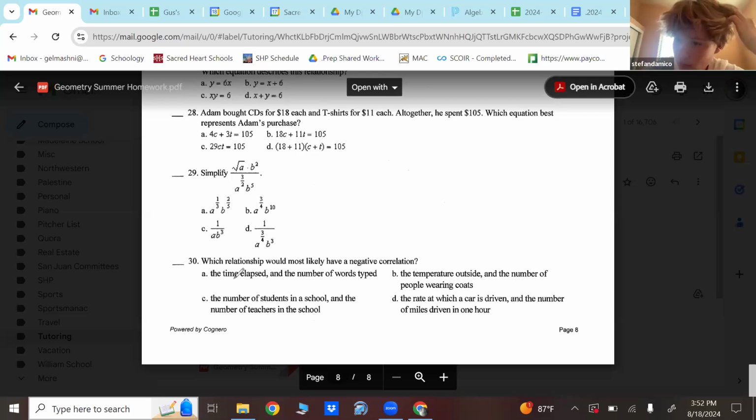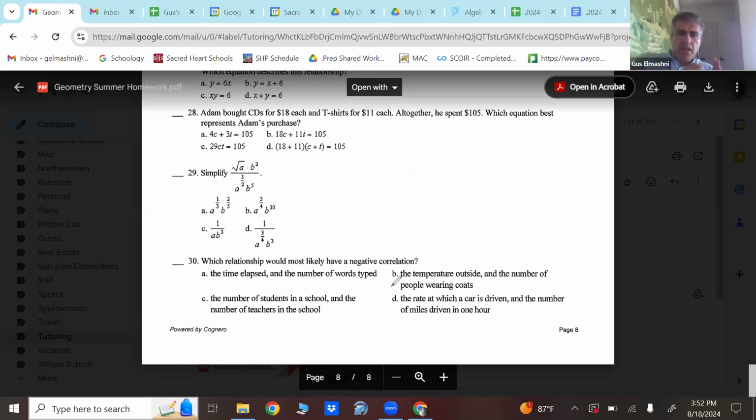So this one, the time elapsed, the number of words typed. Well, as time passes, you probably are typing more. So that's a positive correlation. The temperature outside, the number of people wearing coats. That might be a negative correlation because as the temperature goes down, more people are wearing coats. So it's going opposite direction. I like B. Let's be sure about that.